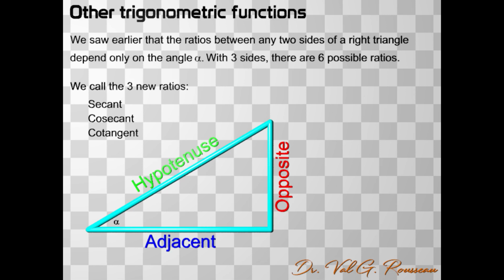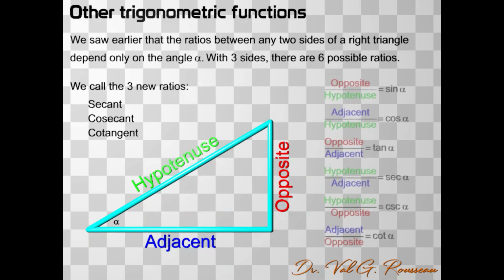Remember that sine, cosine, and tangent were defined based on the observation that the ratio between any two sides of a right triangle depends only on the angle alpha. Since a right triangle has 3 sides, there actually exist 6 possible ratios. The 3 new ratios are called secant, cosecant, and cotangent.